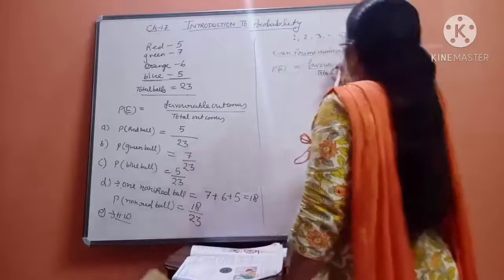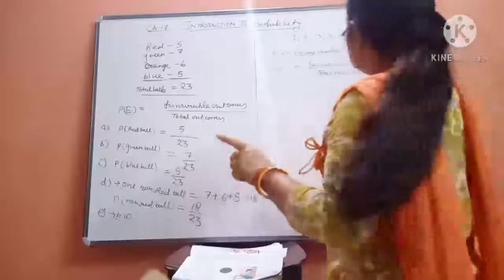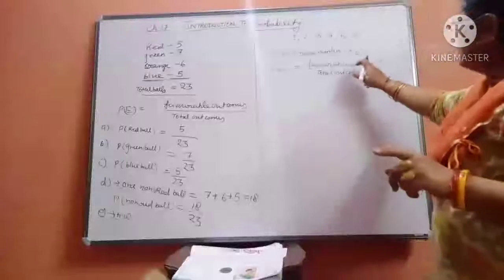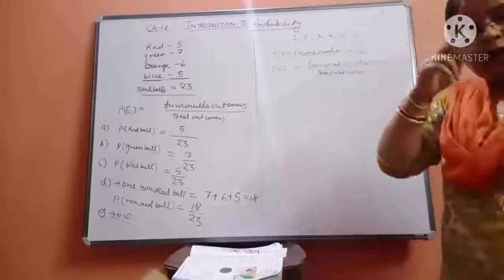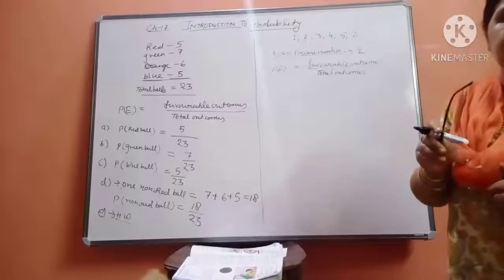If you will see, the even prime number is only 1. You don't write it as 2. The mistake the children are making is that in favorable outcomes they are writing 2. We don't write its value. We will write only how many chances we have for the even prime number.